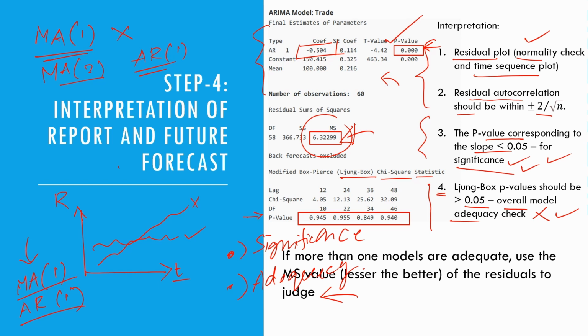And for the future forecast, basically all these things we are doing for forecasting the future data. So you don't have to do anything, the software will do it for you. You just have to specify the number of periods, that means the periods ahead forecast that you want, and the software will make that for you. So this is the complete discussion for step 1, step 2, step 3 and step 4.